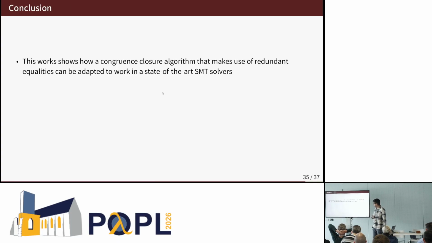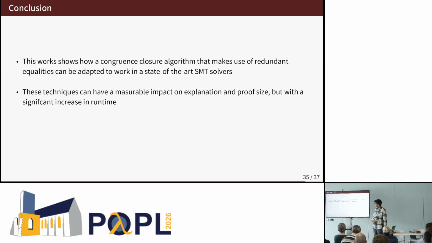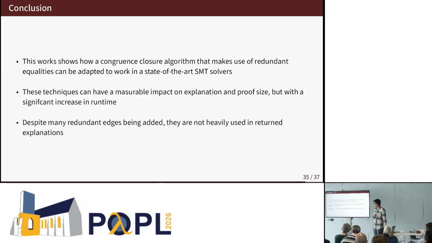So in conclusion, I hope I was able to convince you that this kind of approach that uses redundant edges has promise to be efficient in an SMT solver. While these techniques have a quite measurable impact on the explanation and proof size, they do come at a significant increase in runtime, though sometimes it can also improve runtime for some exceptions.